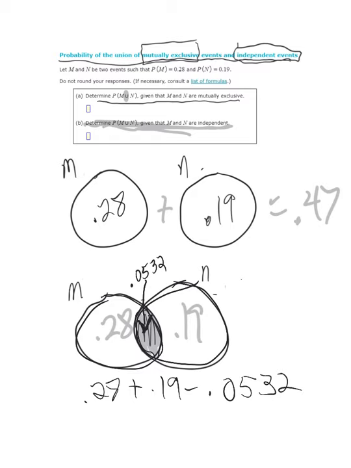and type that in my calculator. 0.47 minus 0.0532, and I get 0.4168. That would be my answer for that one.